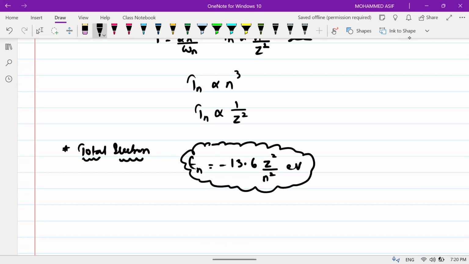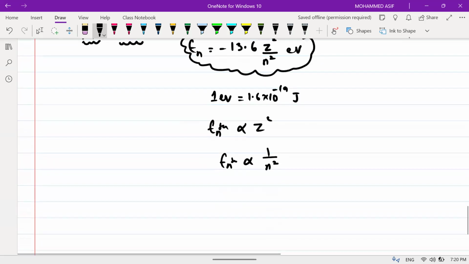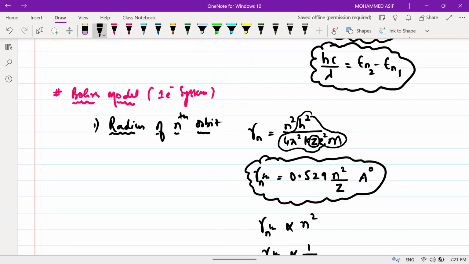Total energy of the electron revolving in the nth orbit is given by the formula minus 13.6 into Z square divided by n square, in electron volt. What is 1 electron volt value, beta? 1 electron volt is equal to 1.6 into 10 to the power of minus 19. Unit is joule. That means energy of nth orbit is directly proportional to Z square. Energy of your nth orbit is inversely proportional to your n square. Clear, beta? And it also depends upon the charge of electron. Energy of nth orbit is also directly proportional to E square. Am I clear? Yes, sir. Which you need to 110% commit to your memory, beta. Otherwise, doing the problems in the shortest time will be a problem.